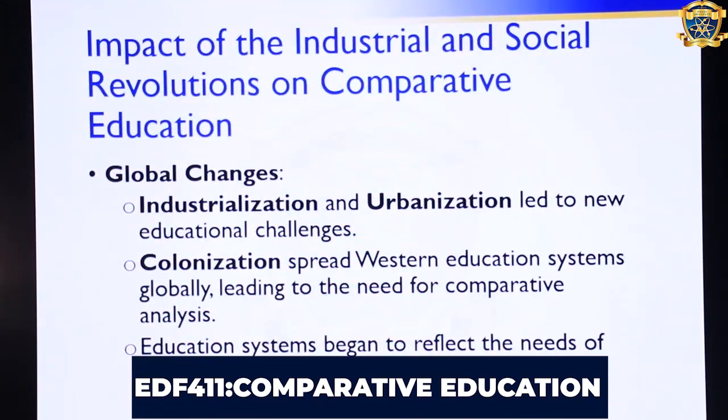Let's quickly delve into the impact of industrial and social revolutions on comparative education. The Industrial Revolution completely transformed societies. Factories were springing up, towns and cities were growing, millions of people were moving from rural to urban centers. Now, these shifts created new educational challenges. Schools were now expected to produce literate, disciplined, skilled workers who could fit into the needs of industrial economies. So education started to reflect the demands of modern industrial societies.